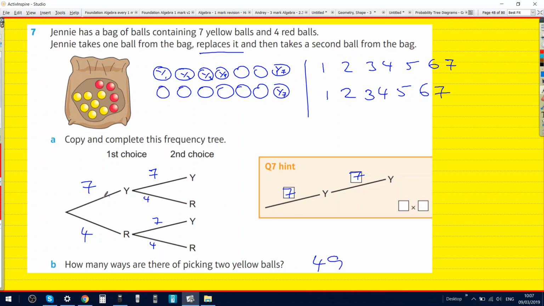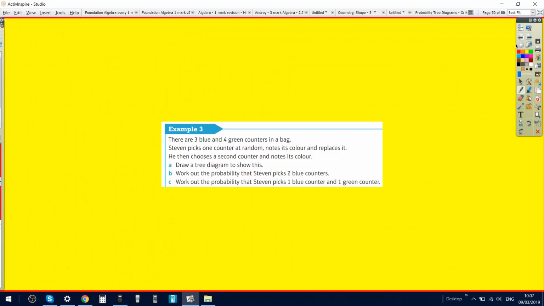So when you're looking at a tree diagram, if you're going across, multiply. I'm not doing any more of these ones. They're weird.